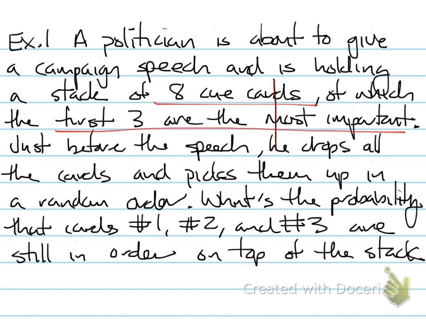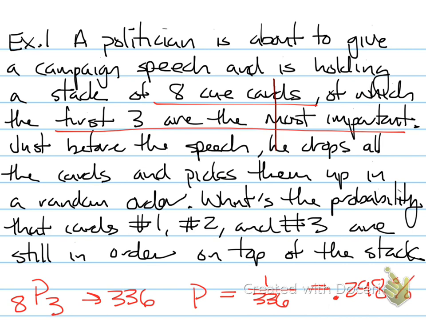All right, so there are 8 cue cards, and the first 3 are the most important. So we're looking at the number of permutations. You have 8 to choose from, and then of those 8, you're going to choose 3. So that tells us that there are 336 permutations, of which 1 is the order that we want. So we divide 1 by the number of permutations, 336, to get a probability of 0.298%.